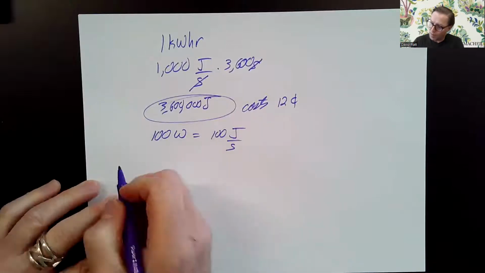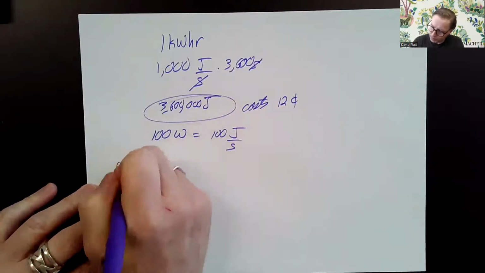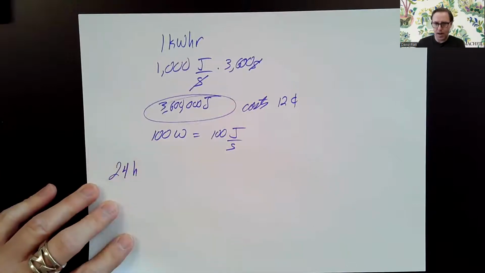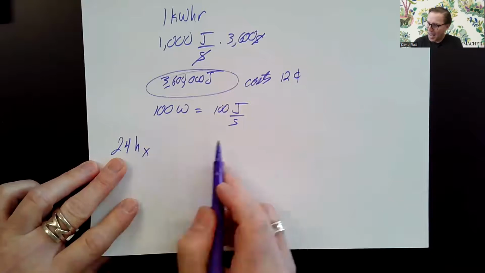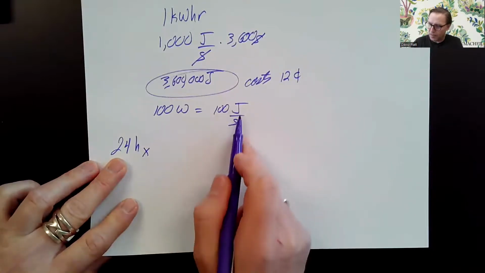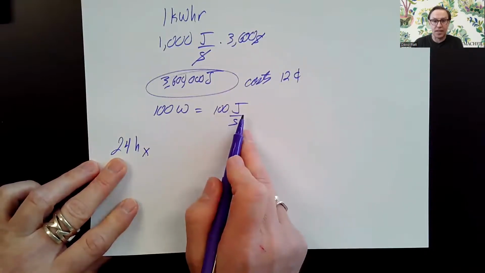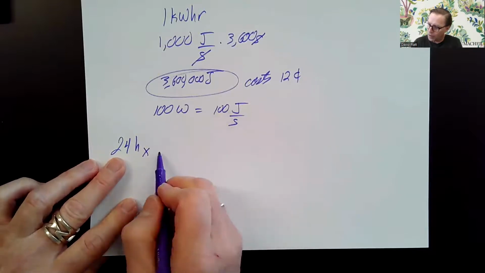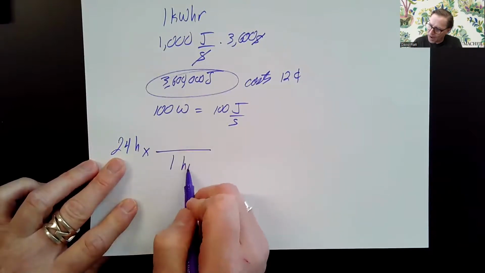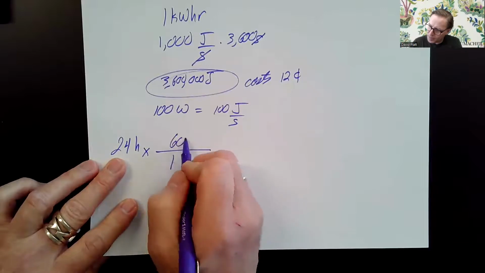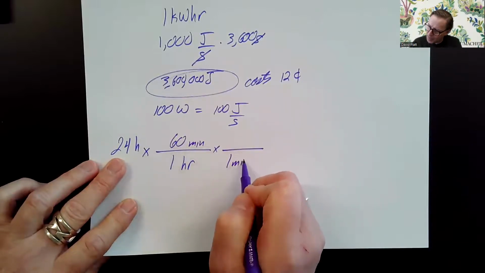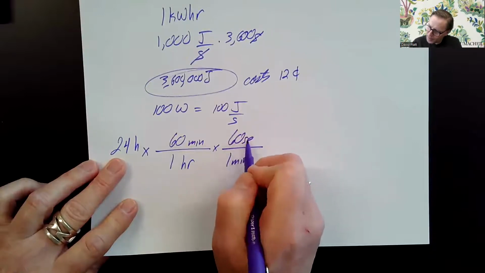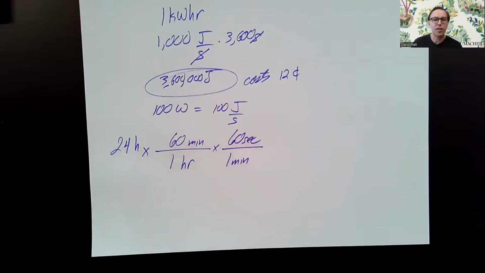So I've got 24 hours. If I could convert that into seconds and then multiply by this conversion factor, I can find out how much energy that is. So watch, 24 hours, 1 hour is 60 minutes. And 1 minute is 60 seconds. This is how I'm converting 24 hours to seconds.